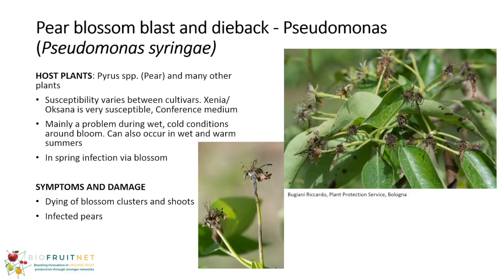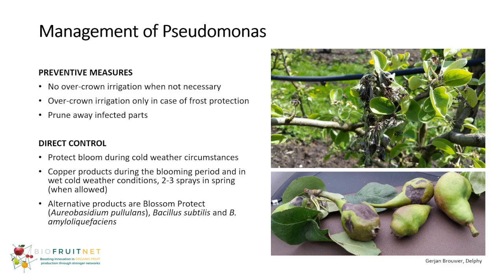In spring, the infections occur via blossom. The blossoms can die, the whole clusters can die, and also the shoots can die. Infection on pears is to be seen as necrotic lesions. The management: use preventive measures. No overcrown irrigation when not necessary. Overcrown irrigation only in case of frost protection.